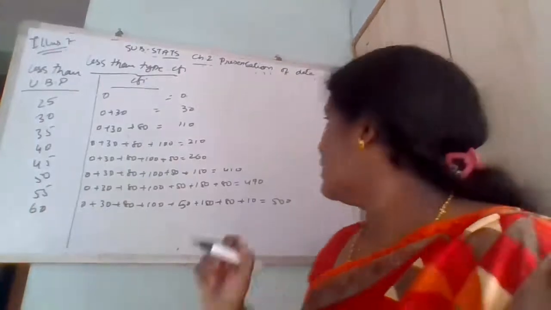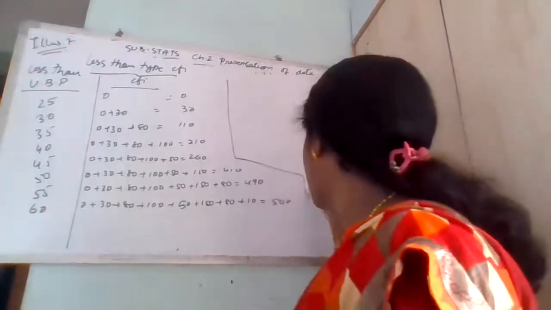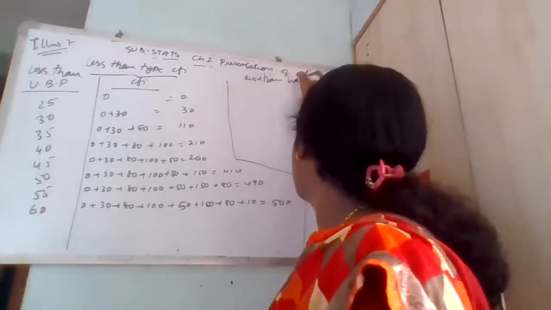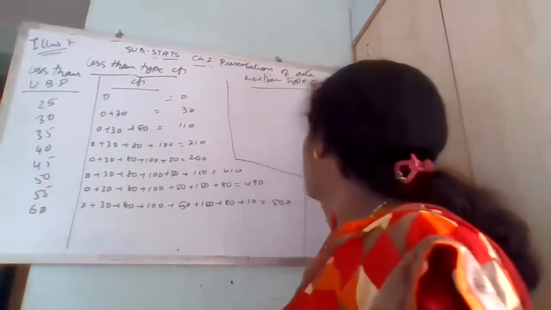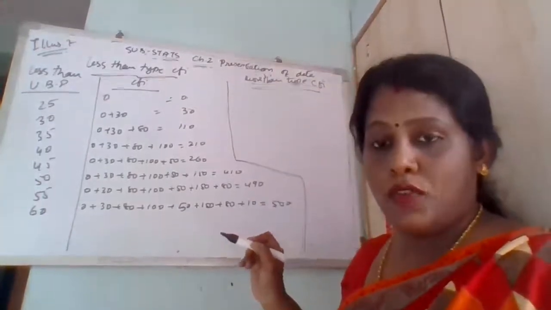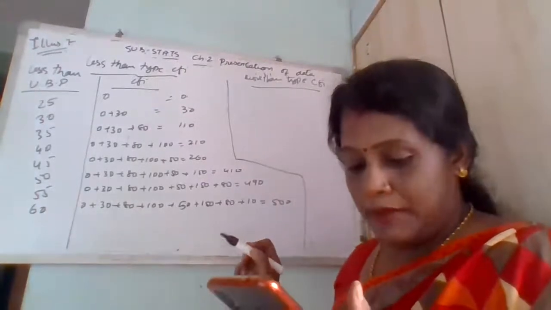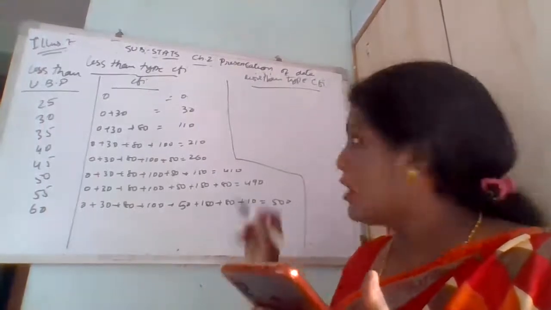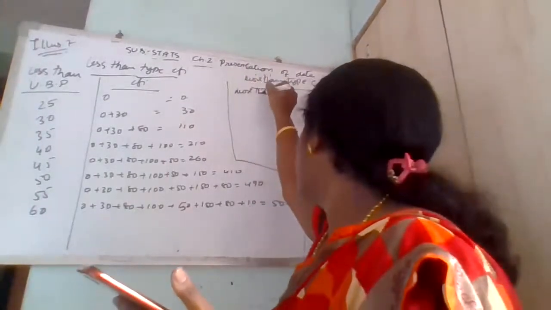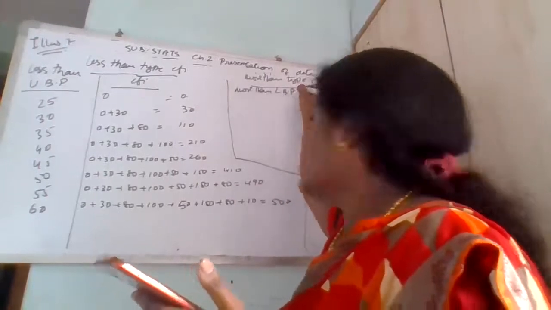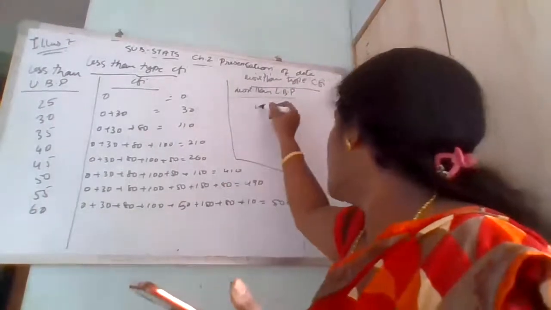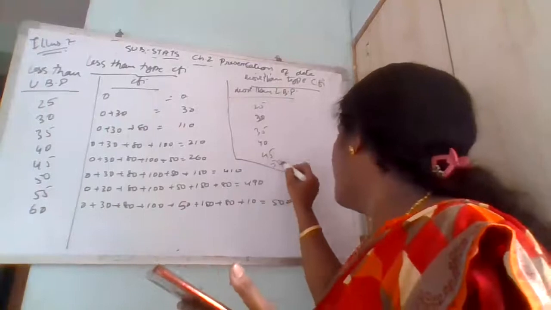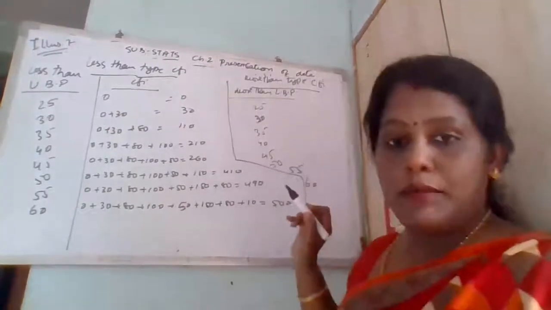Now in more than type frequency, now this is more than type CF. So our numbers will be the same, but the heading will be different. More than or equal to lower boundary point. The numbers will be the same: 25, 30, 35, 40, 45, 50, 55 and 60.